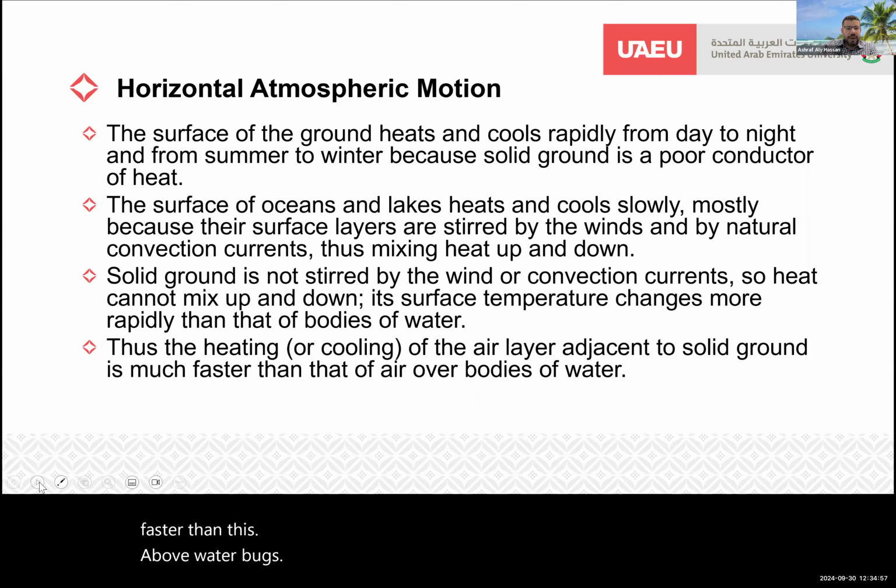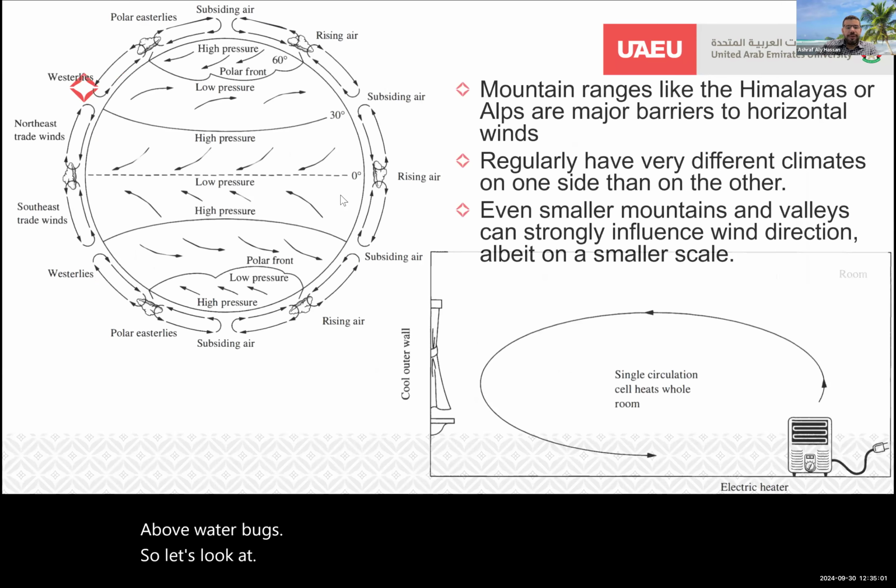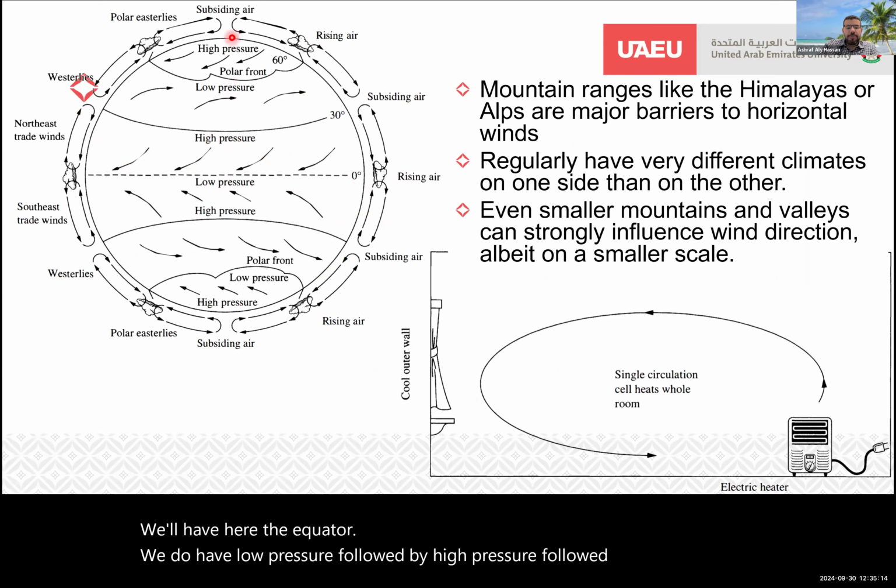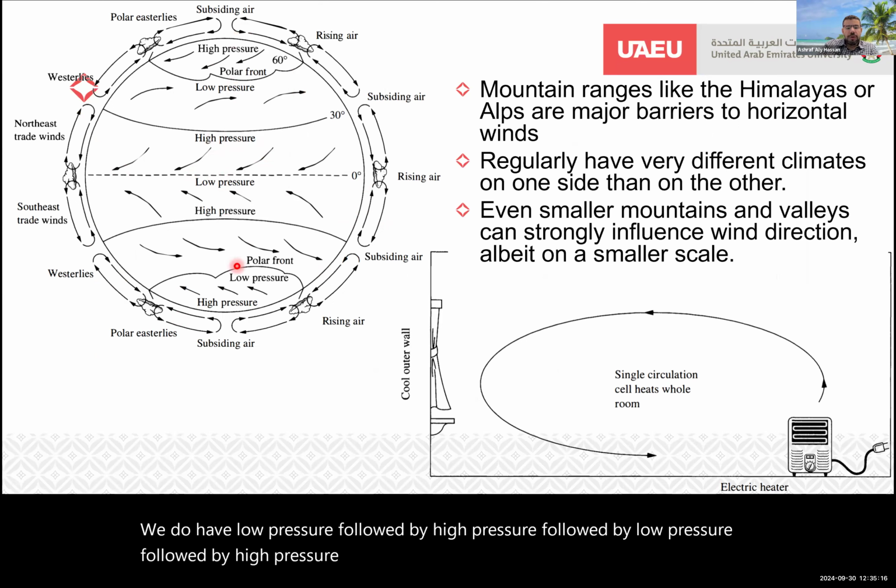So let's look at this figure right here. If this is our planet, we'll have here the equator. We do have low pressure, followed by high pressure, followed by low pressure, followed by high pressure. And this goes north and south of the equator.